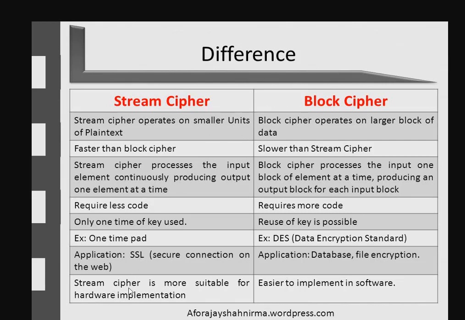Stream cipher is more suitable for a hardware implementation. So for example, you could use it for a secure web connection. Block ciphers are typically used in software, database, and file encryption. So for example, encrypting your hard drive.